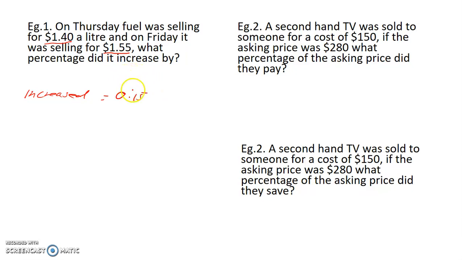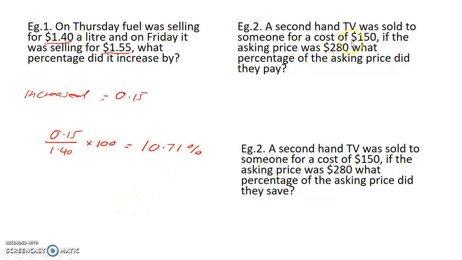The reason I do 0.15 is it needs to be in the same units as these. So if these are in dollars, that also needs to be in dollars. So now it increased by 15 cents out of an original $1.40. So it increased by 0.15 out of the original 1.40. Times that by 100 to put it into a percentage, and I end up with 10.71%.